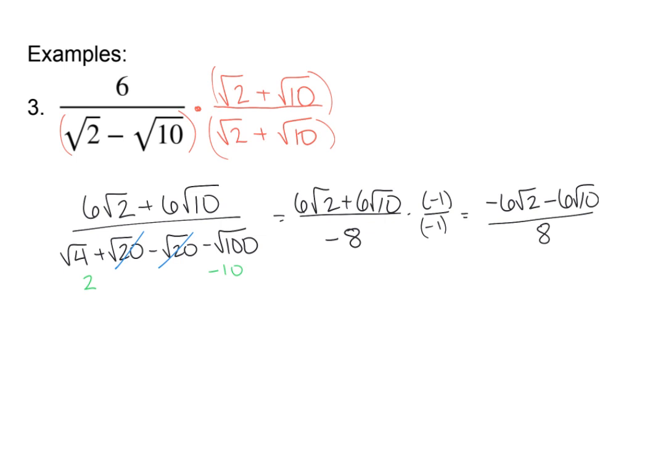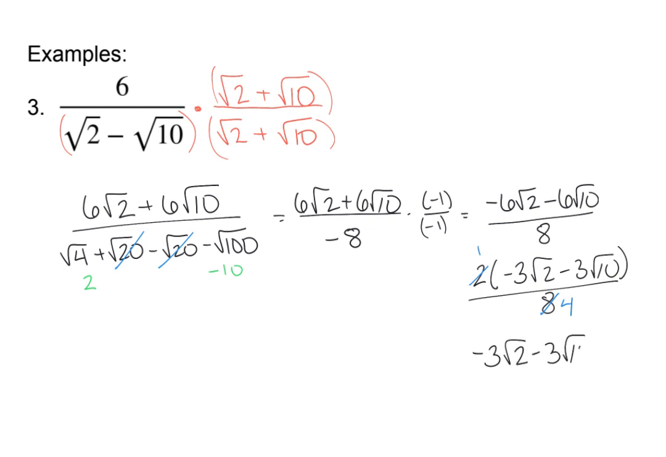So if we pull out a GCF of 2 up top, we would have a 2 sitting out here, and that would leave me with negative 3 root 2 minus 3 root 10. Still have the 8 down here. And then we could reduce. 2 goes into 2 once, and 2 goes into here 4 times. And so my final answer would be negative 3 root 2 minus 3 root 10 all over 4.